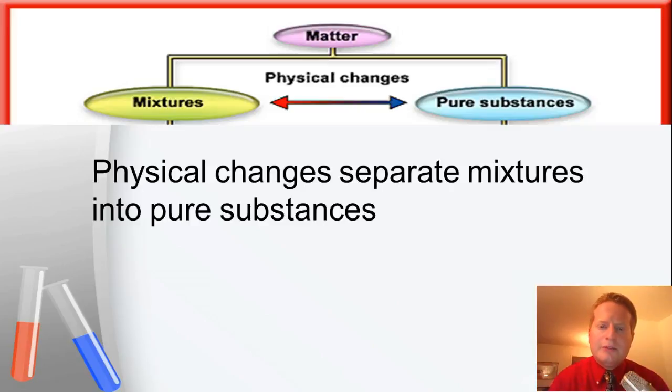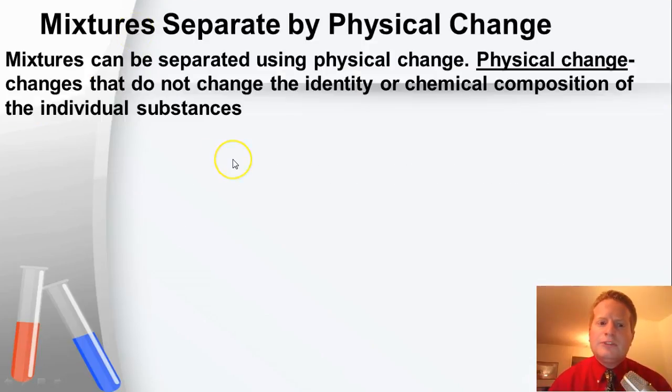So firstly, we need to explain physical changes in terms of the matter we've been discussing so far. As it relates to that, physical changes are really what separates mixtures into pure substances. So you can kind of see in the diagram here, if you want to go from a mixture to a pure substance, you have to use a physical change, or vice versa if you want to go from a pure substance to a mixture. So, like we said, mixtures can be separated by using physical change.